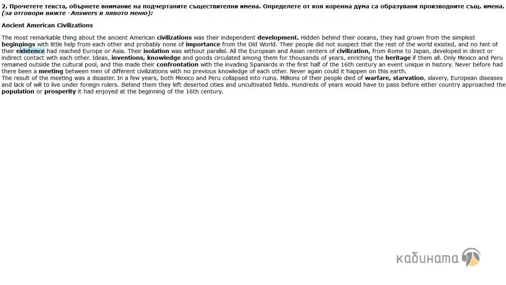Importance comes from the verb to import. Existence comes from the verb to exist. Isolation comes from the verb to isolate. Inventions comes from the verb to invent. The next one, knowledge, comes from the word to know.